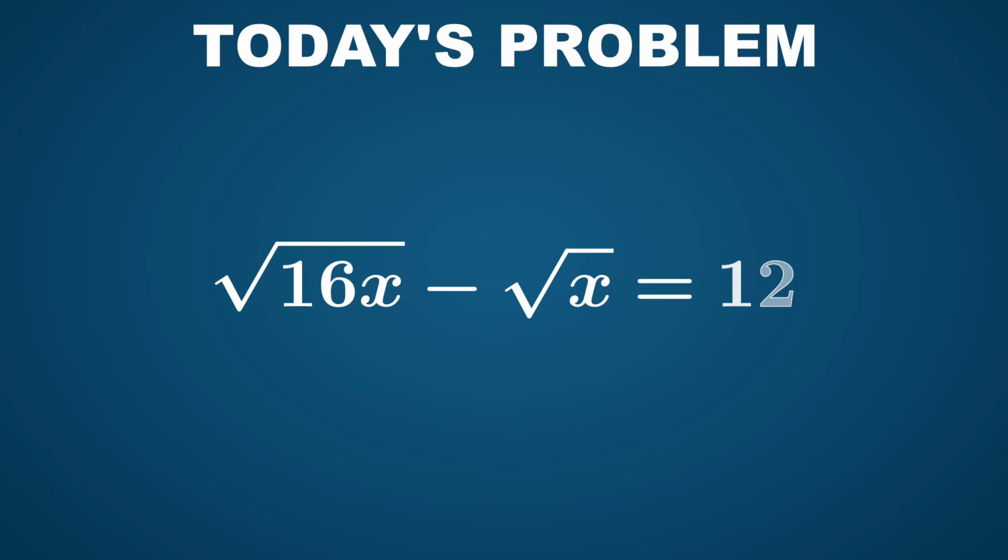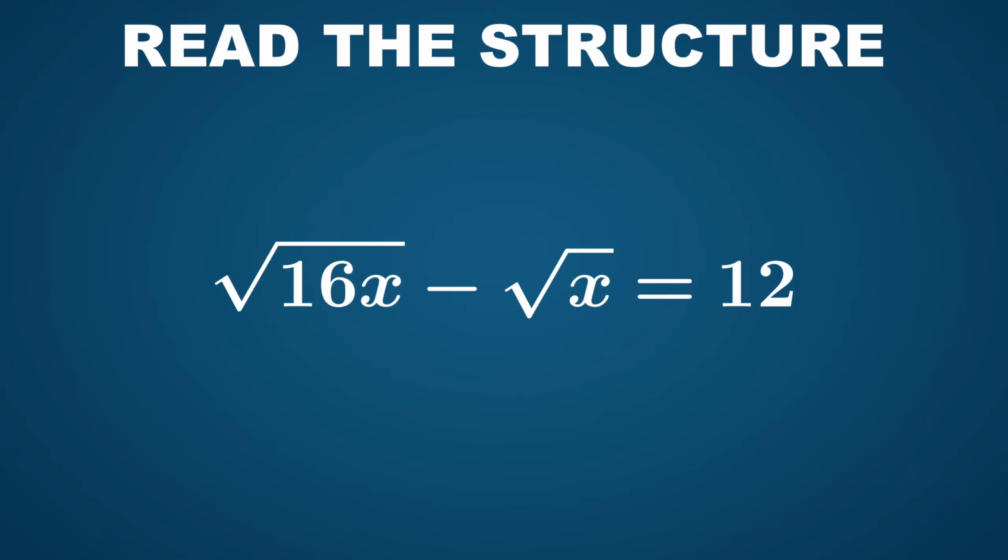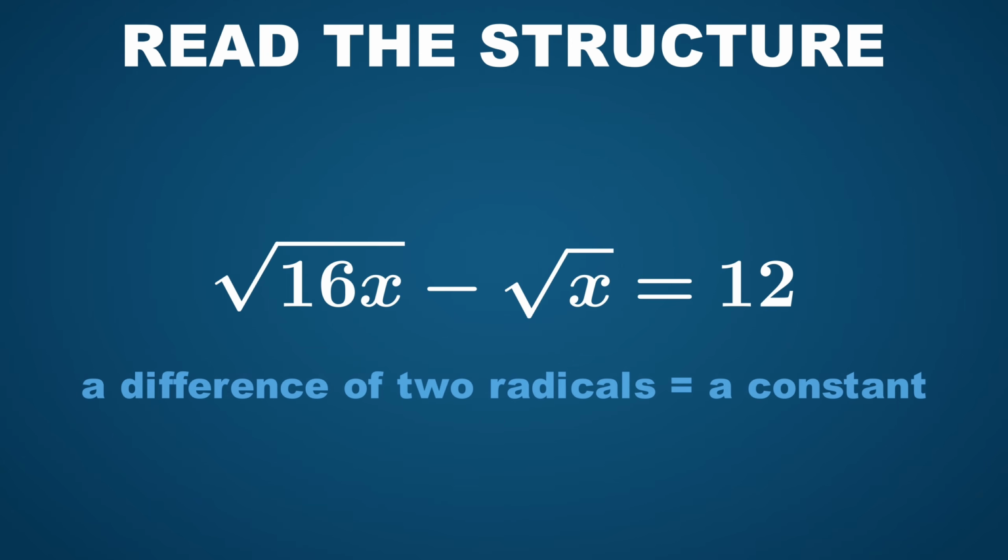Here is today's problem. The square root of 16x minus the square root of x equals 12. We want to find every value of x that makes this true. Before any algebra, we read the structure of the equation. It is a difference of two radicals equal to a constant.